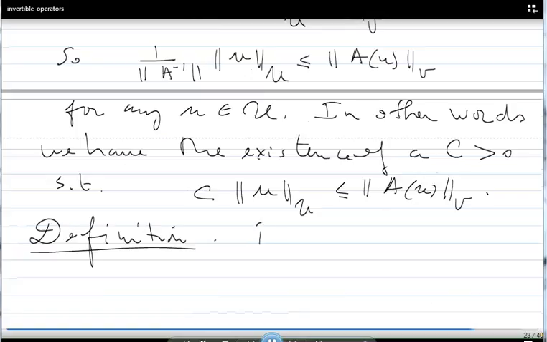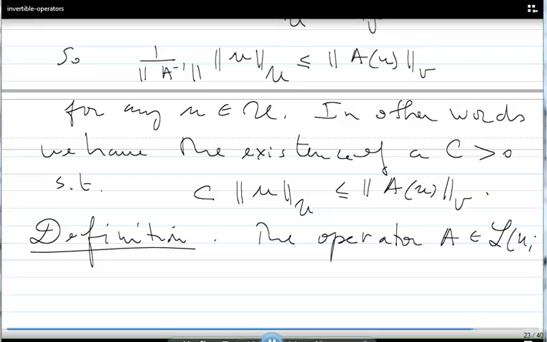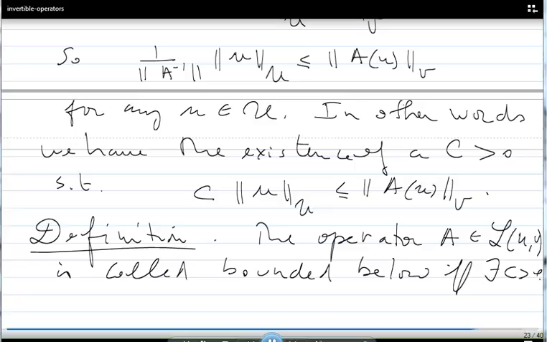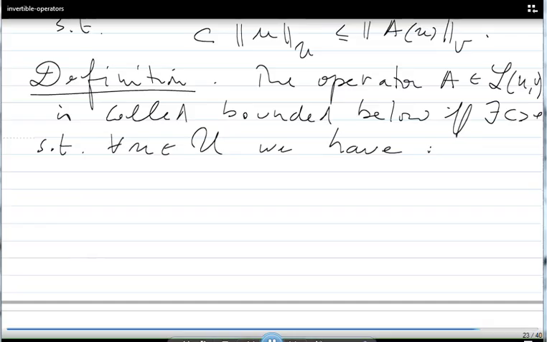The operator A, which is linear on U to V, is called bounded below if and only if there exists C positive such that for every u in U we have C times the norm of u in U is less than or equal to the norm of Au in V. So this is the definition.